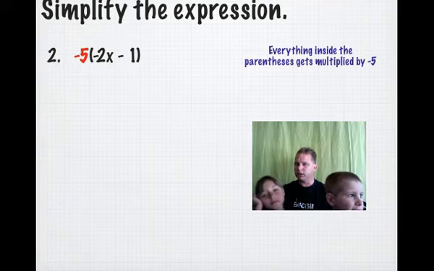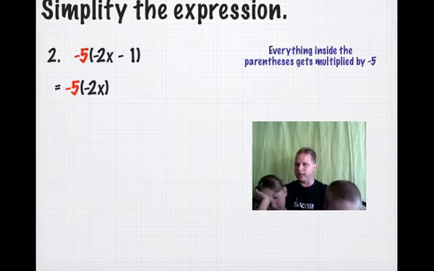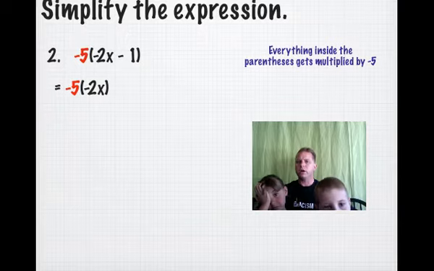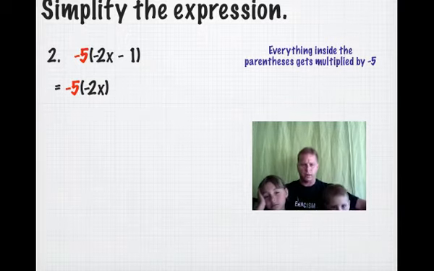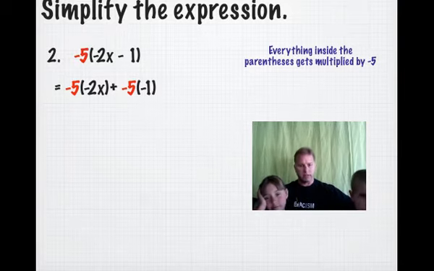So what's going to get multiplied by negative 5? Anybody have a guess? The 2x. Good. So it's actually a negative 2x. So I'm going to say negative 2x, but that's good. And what else? The 1. But it's a minus 1. So we're going to keep that negative 1. Very good. Negative 1. So we have negative 5 times negative 1.